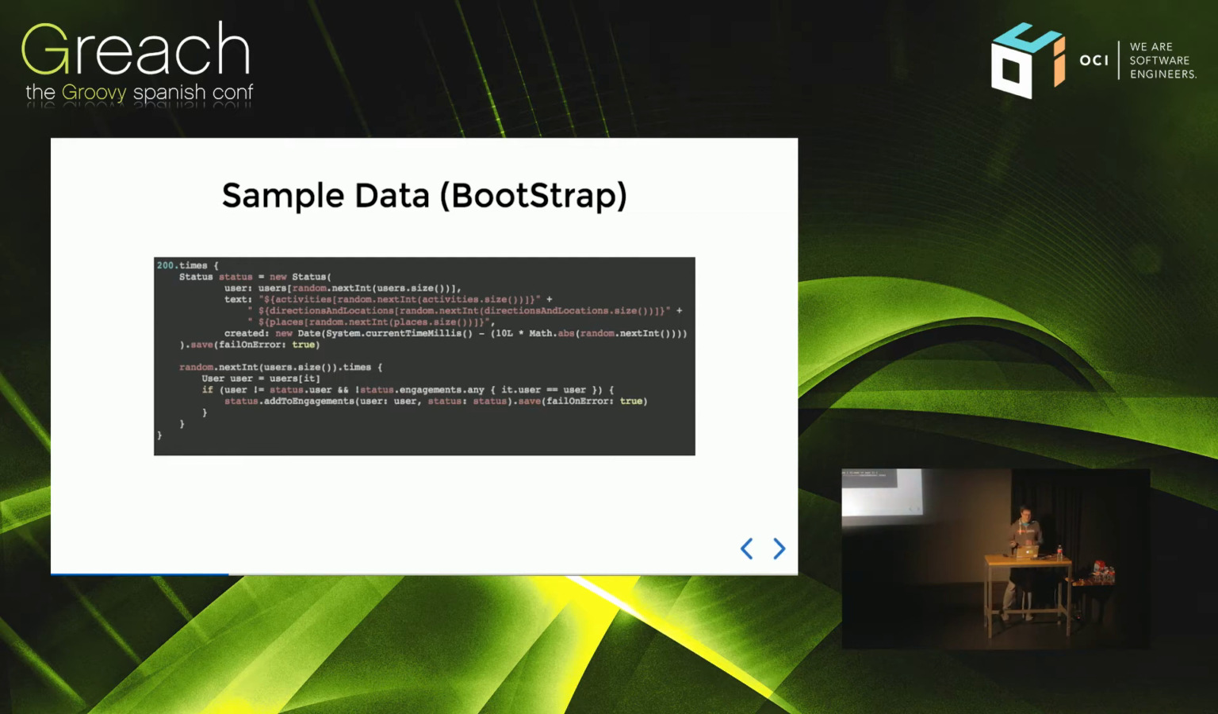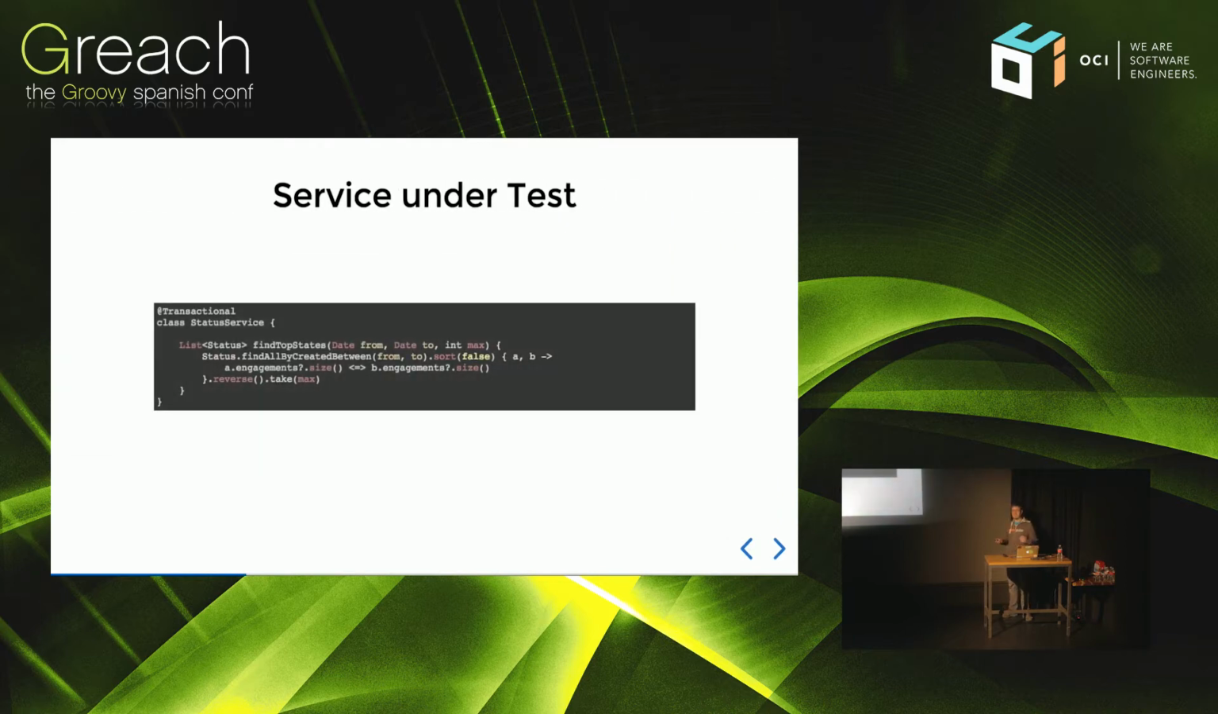And once you have it, you can have some service in Grails which will find, for example, the top statuses. This is a really silly way to do it, but it works. You just find everything which was created in the selected dates. You sort it, returning a new list, so you don't sort it in place. And if it has more engagements, then just return it. But you want the one with the biggest number of engagements first, so reverse the list and take whatever is the max.